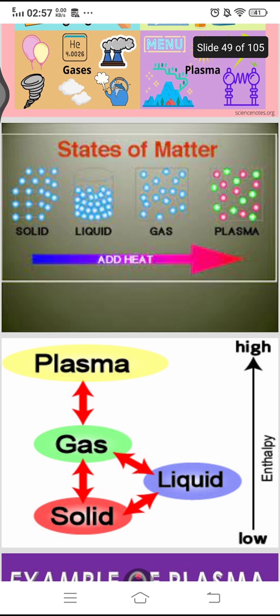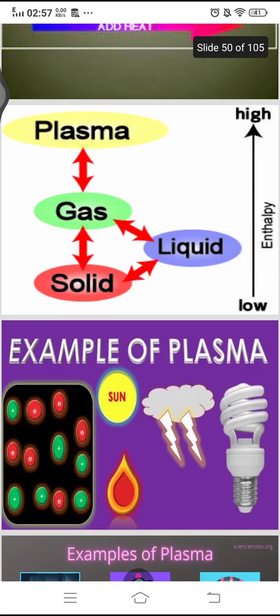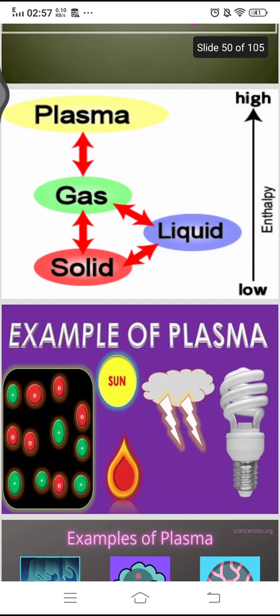Look at it. In this manner we can observe that solid becomes liquid, then becomes gas, and then becomes plasma. Or whenever we lower the heat, we remove the heat, it changes into gas or liquid or solid. Examples of plasma are here. We can say here is the sun, and clouds are here.